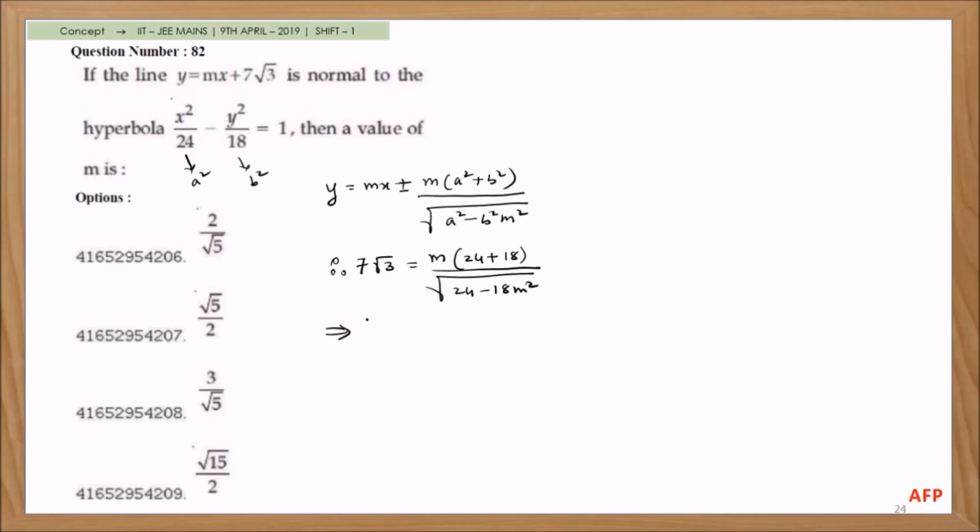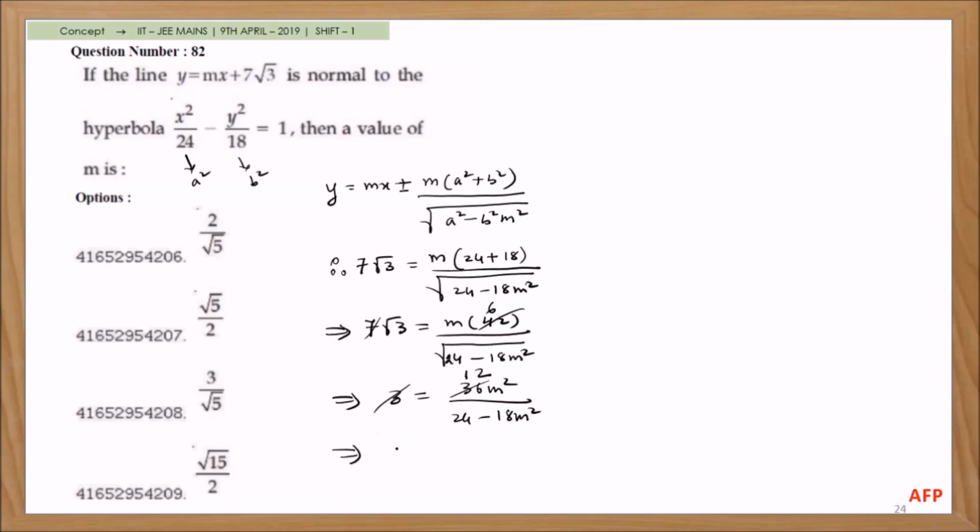Okay, so this implies, what you can write, 7 root 3 m equals 42 divided by square root of 24 minus 18 m square. So if you go for cancellation, this is 6 times. So squaring both sides, 36 m square divided by 24 minus 18 m square. If you go for further cancellation, it is nothing but 24 minus 18 m square is equal to 12 m square.